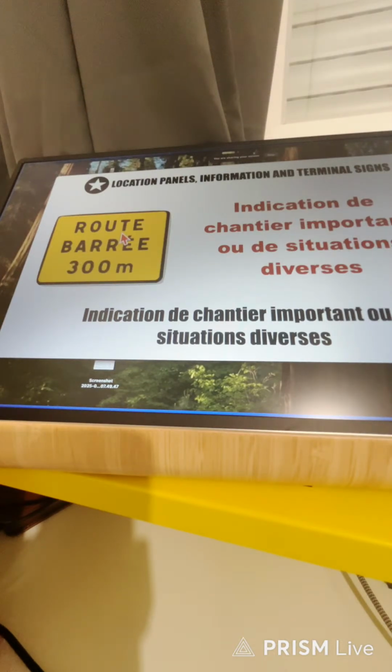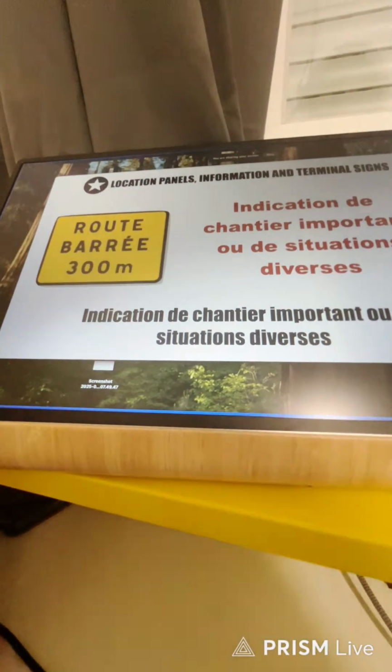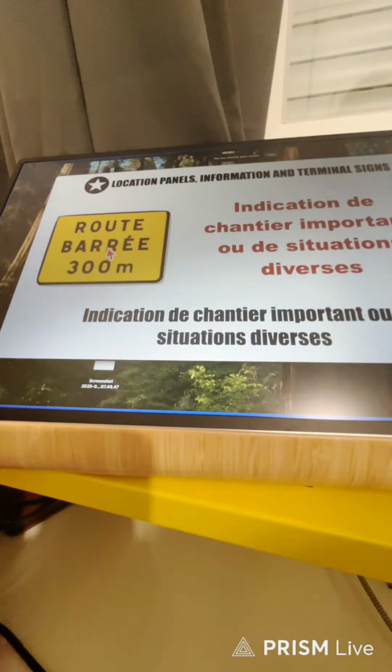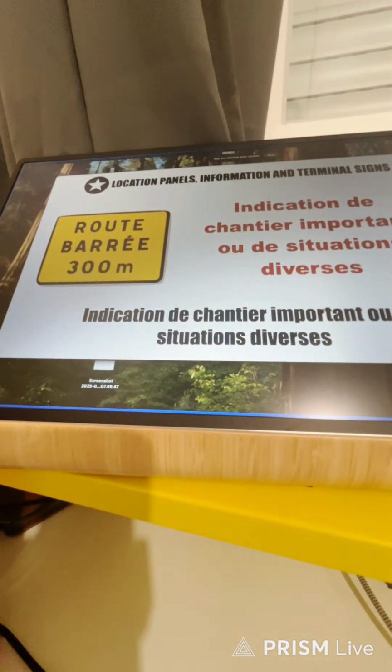They just put that if they say route barrée, that means they have blocked the road. That's the meaning of barrée. The road is blocked. It's blocked at 300 meters. This one is just an example.